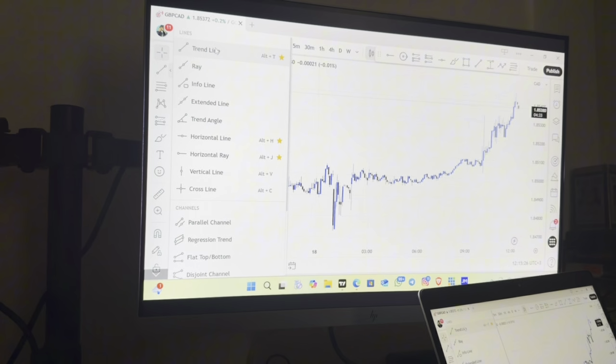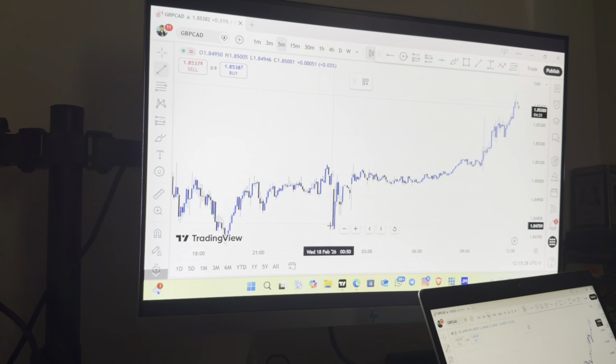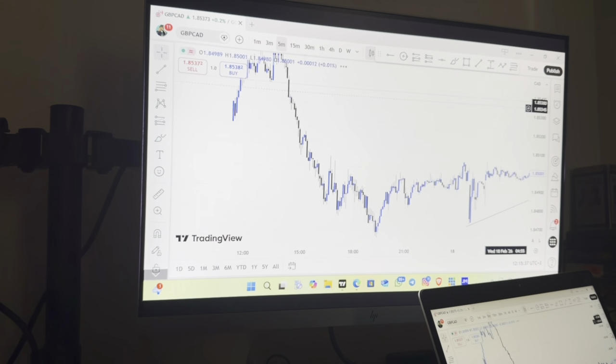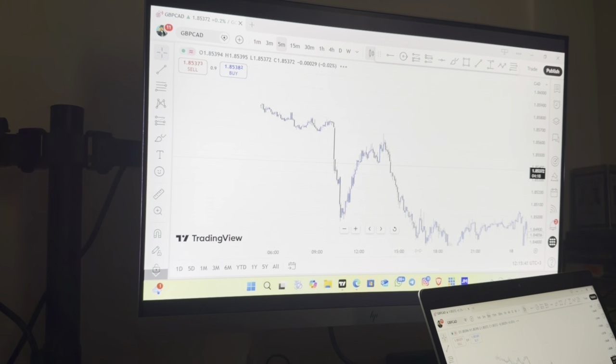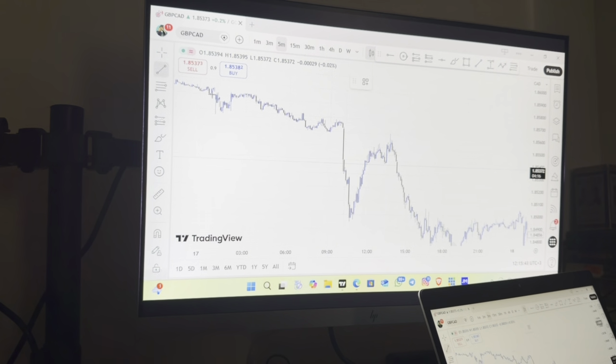Here, there's something called the trend line. You can use the trend line to draw horizontal trend. For example, if your market is going upward, you can use it to draw like that. Or if your market is going downward, you can also use it to draw. Trend line is just a trend.